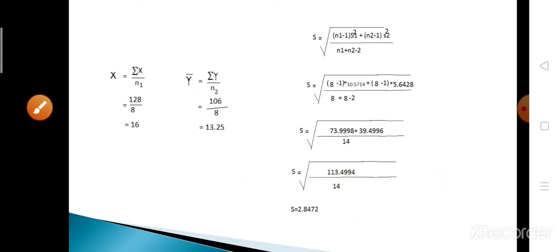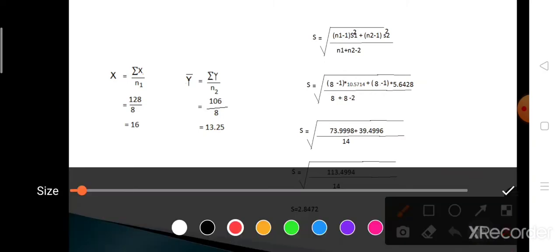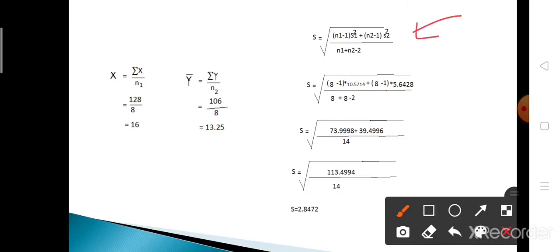Now calculate the value of S. So what is the formula for calculating S? S is the square root of N1 minus 1 into S1 square plus N2 minus 1 into S2 square, whole divided by N1 plus N2 minus 2. Now just plug the value of N1, N2, S1 square and S2 square. So N1 is 8, 8 minus 1 into S1 square, which is 10.5714, N2 is 8, 8 minus 1 into S2 square, which is 5.6428, whole divided by 8 plus 8 minus 2.